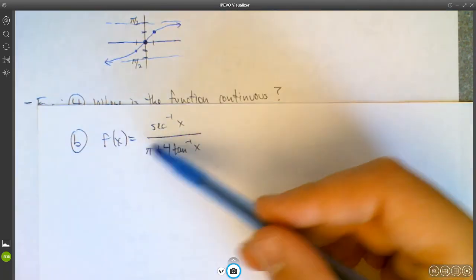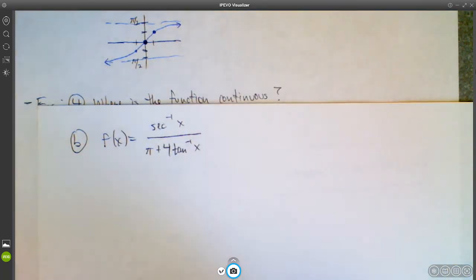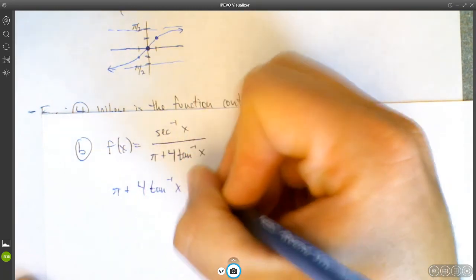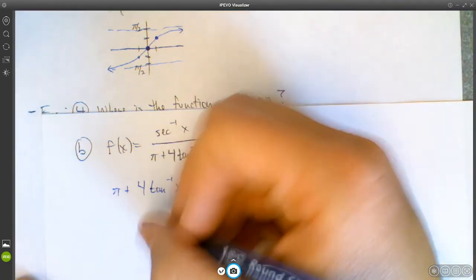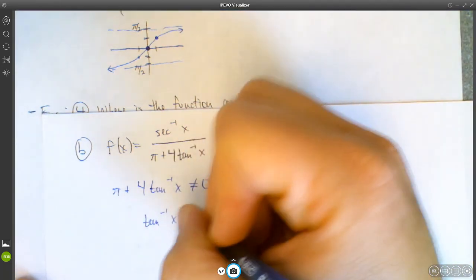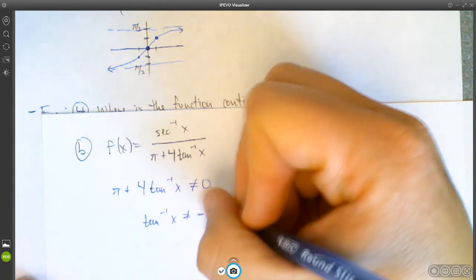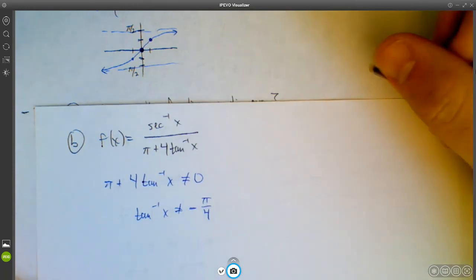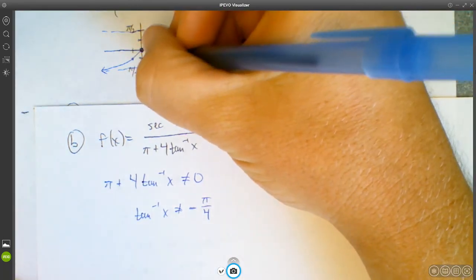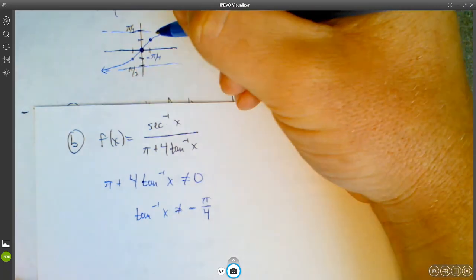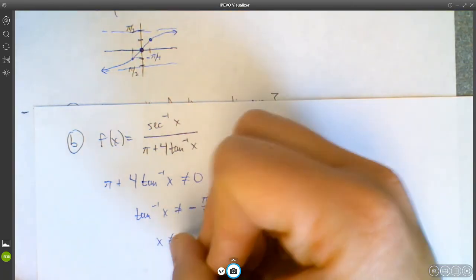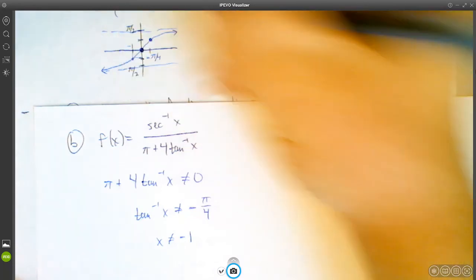However, we do need for pi plus 4 times tangent inverse of x to not be 0. So let's make sure that that doesn't happen. That means tangent inverse of x cannot be, well, if I subtract pi and then divide by 4, we get -pi/4. So tangent inverse of x cannot be equal to -pi/4. Ooh, and we just talked about that too, right? Wasn't this -pi/4? That means x can't be -1.